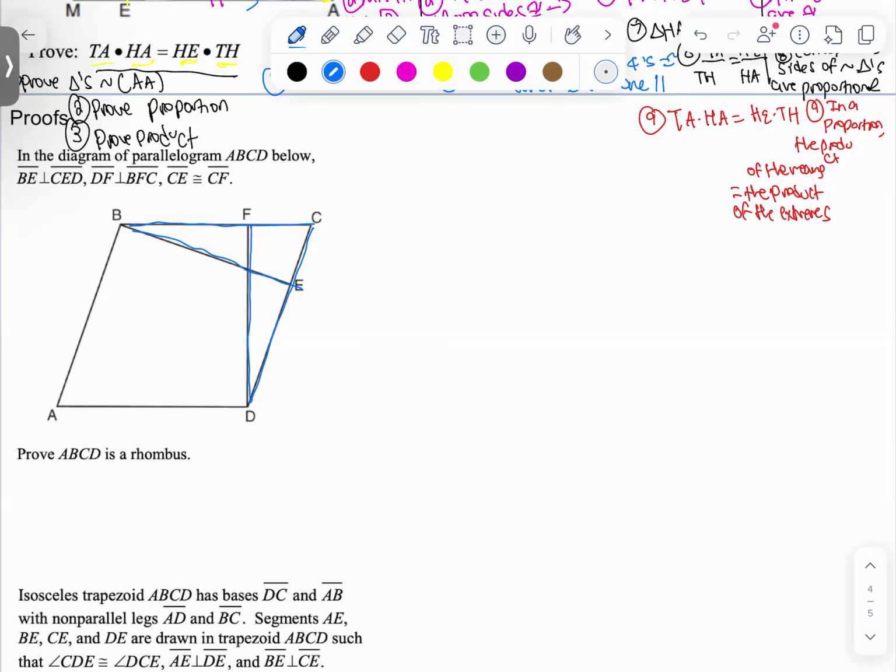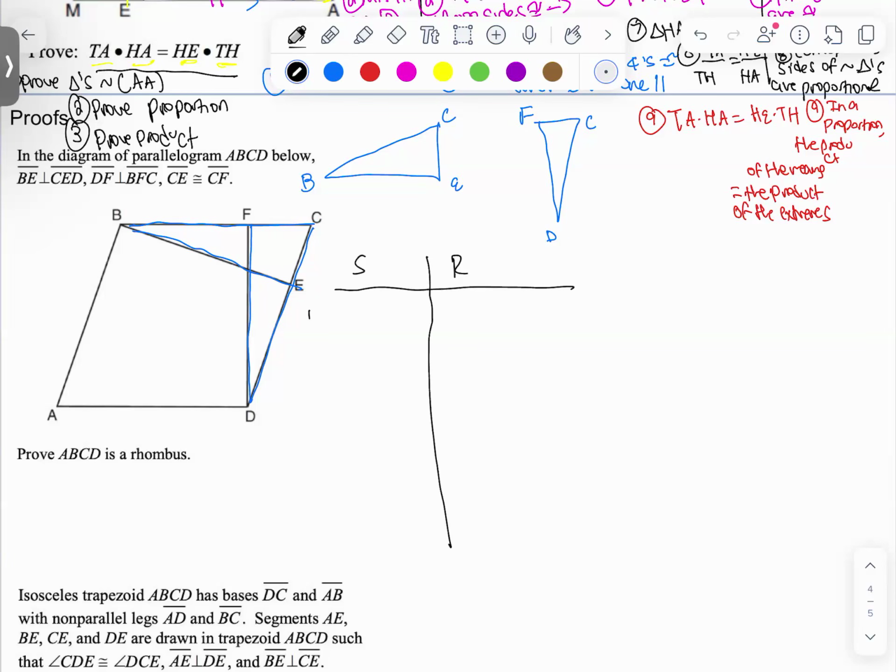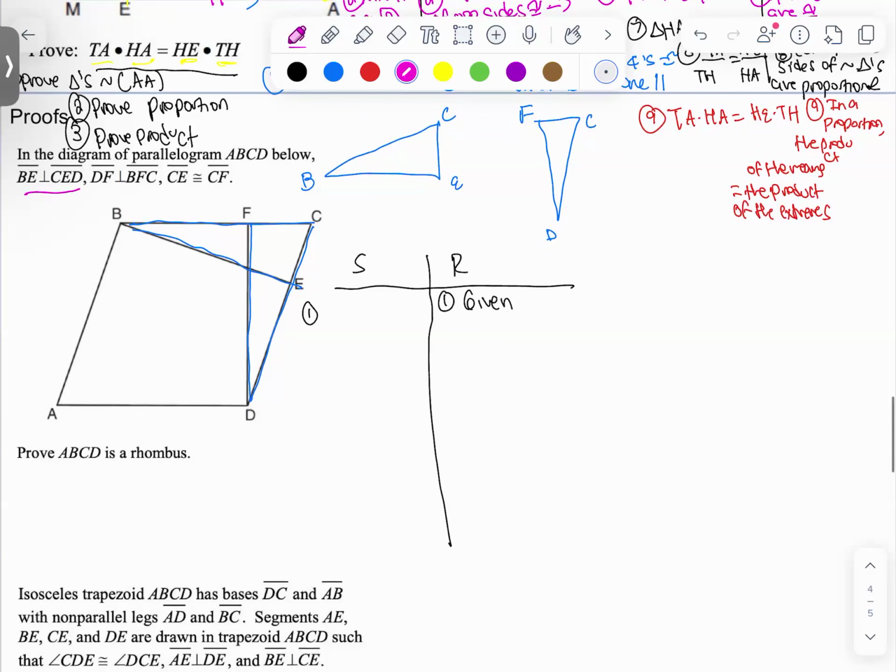that it's a rhombus. When you have overlapping triangles, redraw your triangles. I'm going to try to redraw them as best as possible. That's C, E, B. And then I drew that so badly. Let me try that one more time. Oops. That's F, D, C. And I'm going to set up my statement reason chart. Just like with the other ones, I'm going to just not write the givens down for the purposes of this video. Okay. BE is perpendicular to CED.